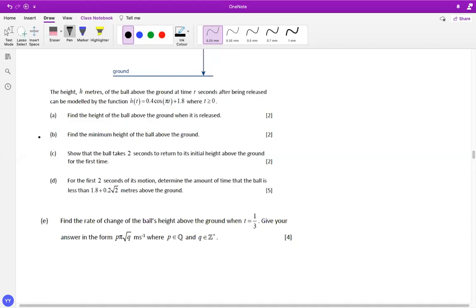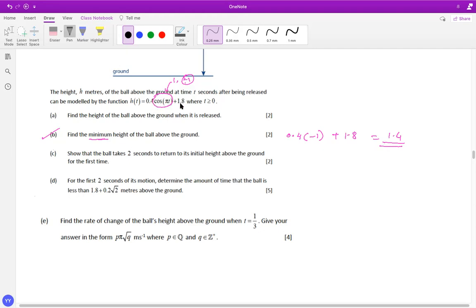Now the B part is to find the minimum height of the ball above the ground. When you find the minimum height, you have multiple ways to do this. The word minimum is like a calculus key term, so you could do it that way. But since I know that cos oscillates between 1 and -1 for any value, I can just take the minimum value, which is -1. So the minimum value for this height will be 0.4 times -1 plus 1.8. That comes to be 1.4.